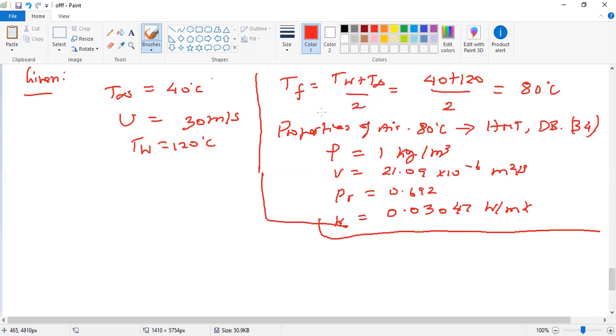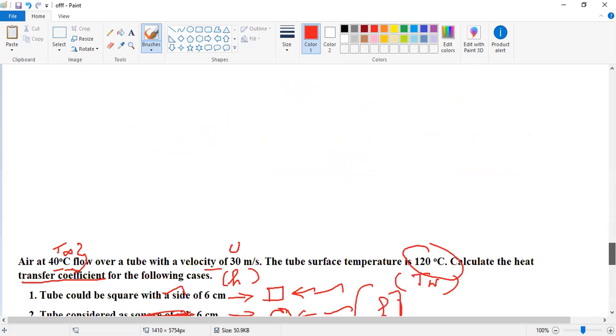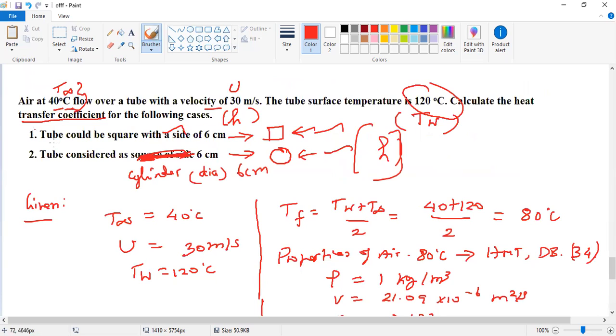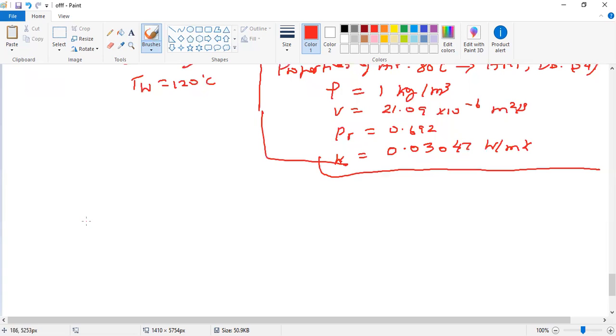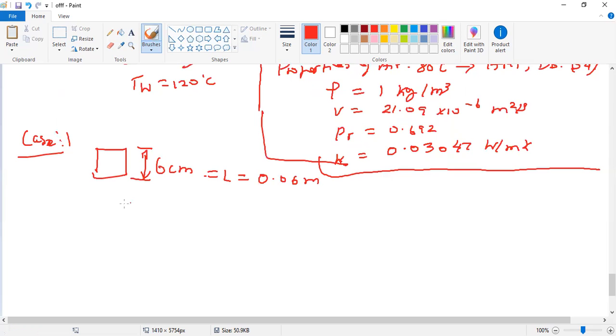So this is the first case, case one. Case one is a square-shaped tube, so we use the area of a square. We already found the film temperature TF. First we consider the square-shaped tube with a side of 6 centimeter. So L is 6 centimeter, converted into meter, that is 0.06 meter. Then we find out the Reynolds number.